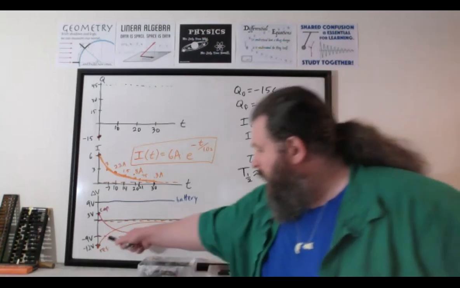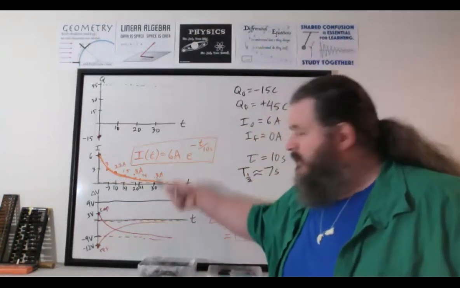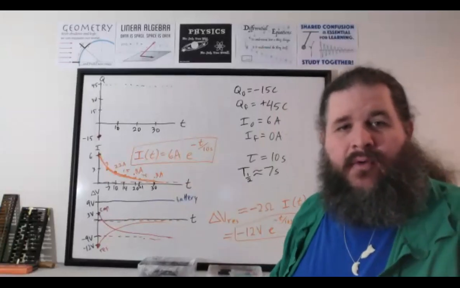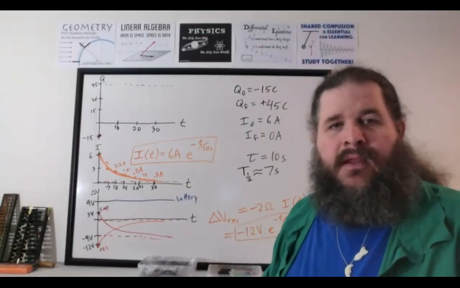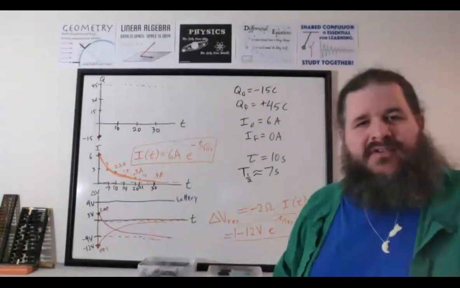And then you could also mark more points on that based on time constant and half-life if we want more accuracy on that graph. Any other questions on that so far?